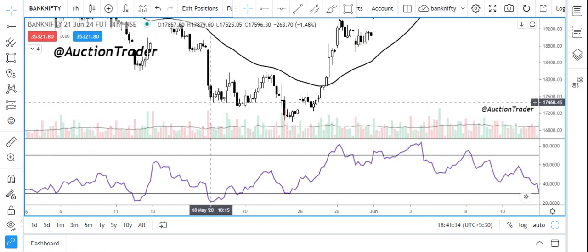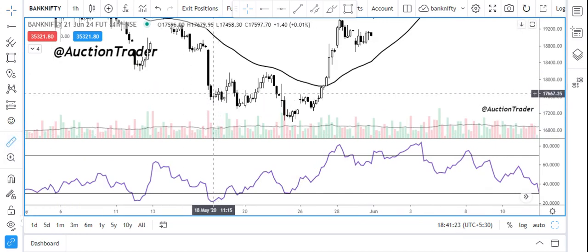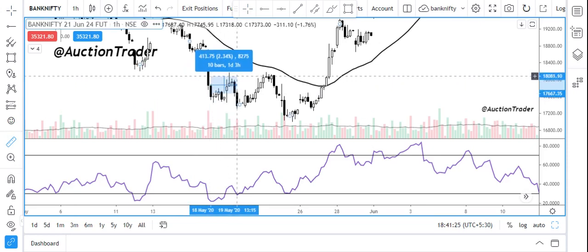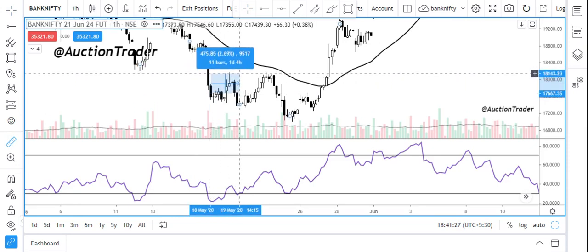So next time when it came back to this level, we'll wait for a hammer candle or a bullish candle, and after it is formed, we'll again initiate a long trade over here, and our target again will be around 400 to 500 points.